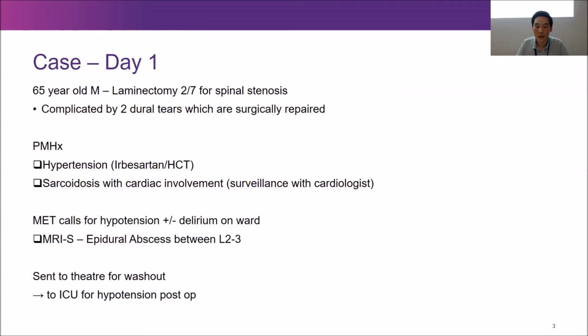Now, while on the wards, he was having frequent MET calls, or medical emergency calls, for hypertension, and the staff probably thought he was starting to become a bit delirious. So the orthopedic surgeon sent the patient for an MRI spine to see what was happening at the surgical site. And what they found was he actually had an epidural abscess between L2 and L3. The surgeons quickly brought him back into the operating theatre for an immediate washout, which was successful, but he still had significant vasopressor requirements, so he was sent to the ICU, essentially for monitoring with hypotension post-op.